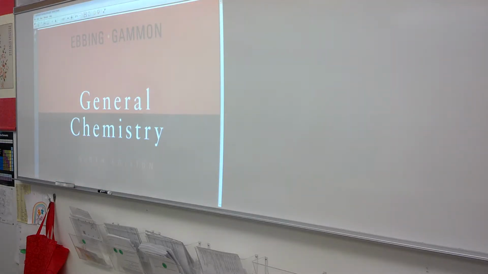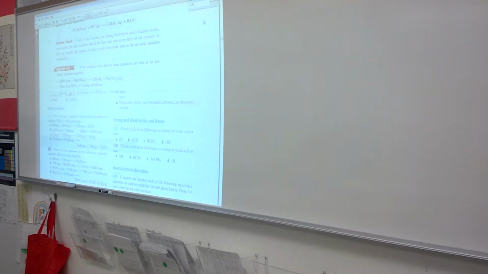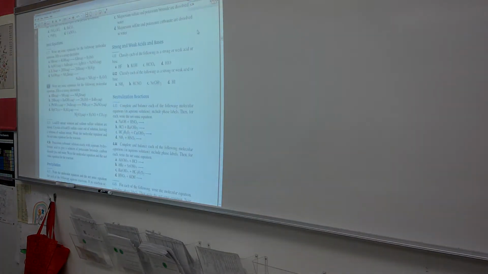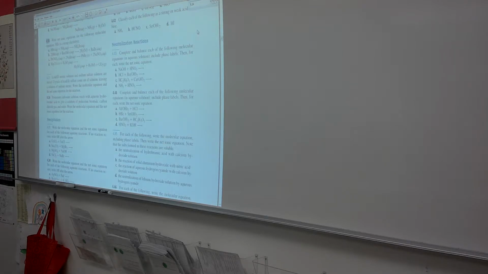All right, guys, what number do you want to look at? 34A? Okay, 34A. Write the net ionic equation for the following molecular equation. HBr is a strong electrolyte. So it's giving you a hint that this thing fully dissociates.